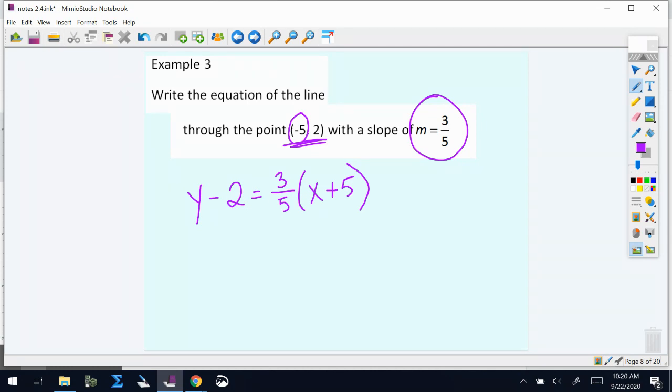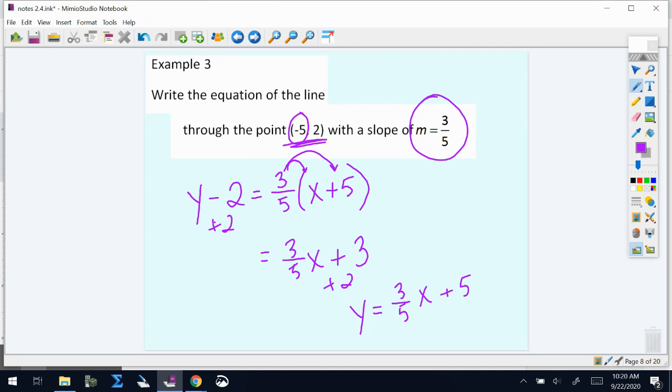I'm going to show you how to get this one in slope-intercept form. So I'm going to distribute. So when I distribute, I get 3/5 x. 3/5 times 5 is 3. And then I'm going to get y by itself by adding 2 to both sides. So my final answer in slope-intercept form is y equals 3/5 x plus 5.